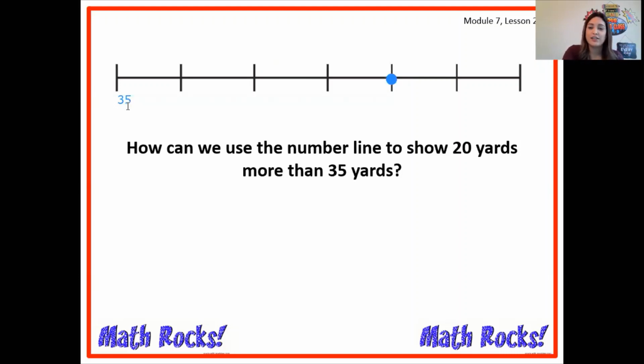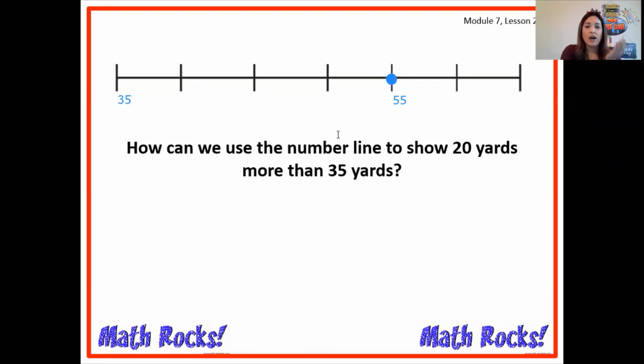So now I can start at 35 and count by 5s to here. That's my stopping point. That's why I put my circle. So let's count by 5s, starting at 35. 35, 40, 45, 50, 55. That's my answer. Very good.